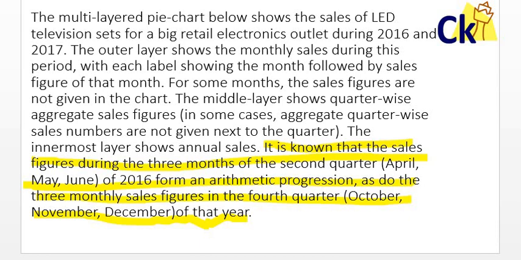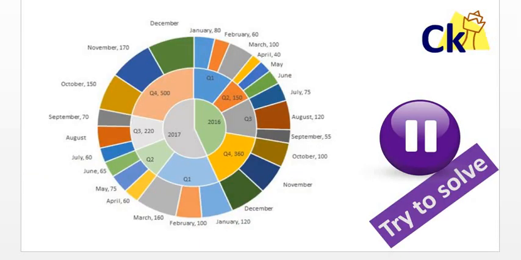That the months in the second quarter of 2016, April, May and June, form an AP. Likewise, the months in the fourth quarter, October, November and December, form an AP. Okay, now let's see the pie chart.